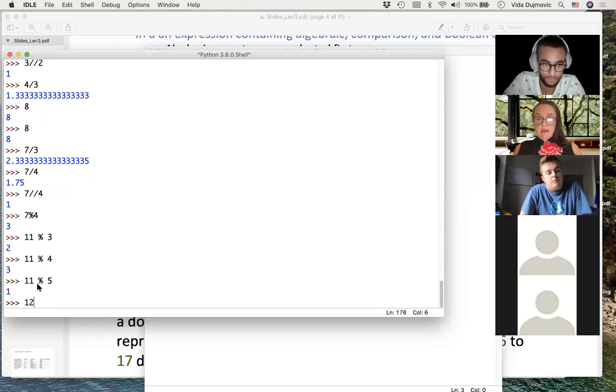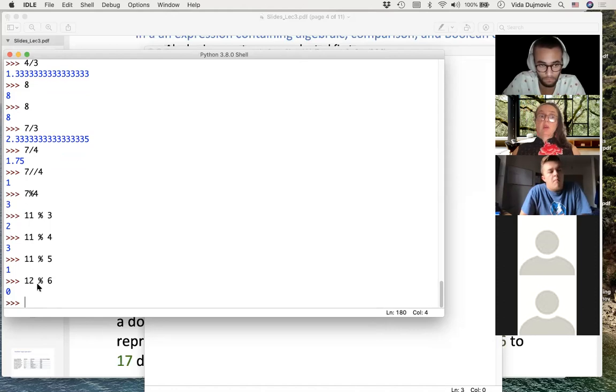And actually, here's my last example. It's that 12 divided by 6. 12 and 6 are divisible. So 12 divided by 6 is 2. 2 times 6 is 12. So 12 minus 12 is 0. So the remainder is 0. Okay, so you need to know remainder operator. It will be everywhere.